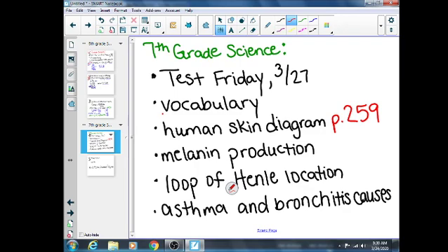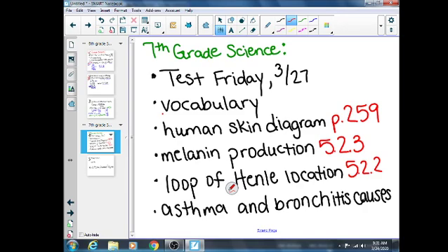The next thing I need you to know is about melanin production. Meaning, where is the melanin produced in the skin? In which layer of the skin is it produced? That is in 5.2.3, so you're going to need to know that. Next, you need to know about the loop of Henle and where it's located. We talked about the loop of Henle back in 5.2.2, which was the urinary system. Make sure you know where it's located within the body.